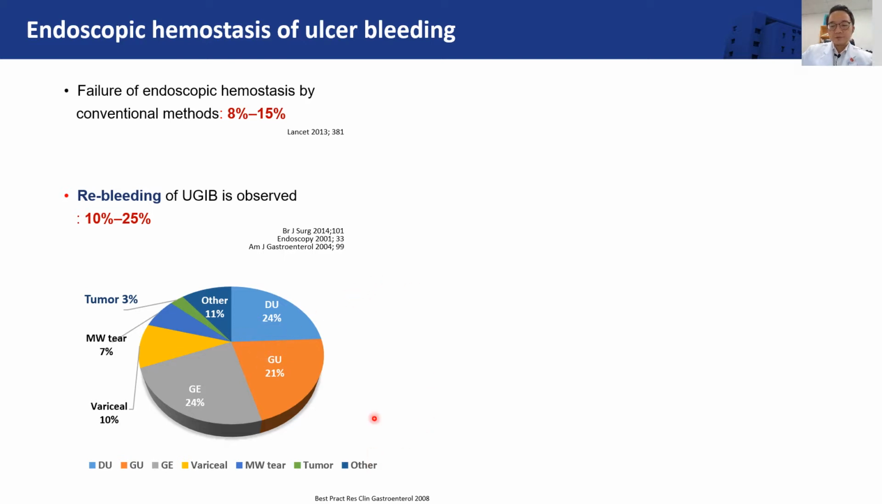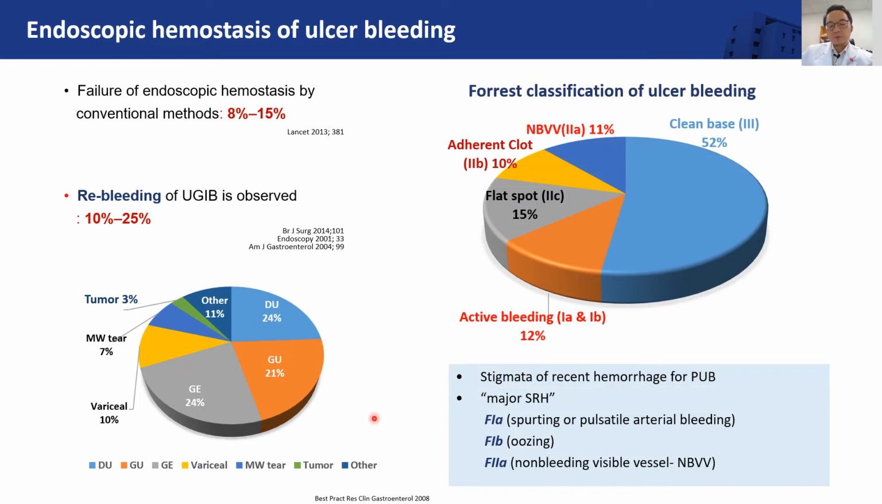And as you know, the Forrest classification is most used for making the risk stratification for ulcer bleeding. So we usually mention the stigmata of recent hemorrhage of peptic ulcer bleeding, like major SRH, which is Forrest 1A spurting, or 1B oozing, or 2A, the non-bleeding visible vessel. So this kind of category represents a very high risk of rebleeding group. So that makes sense that the rebleeding rate of upper GI bleeding is observed at 10 to 25%.